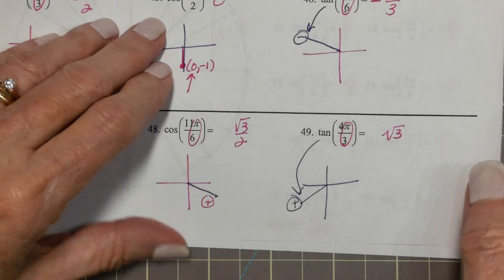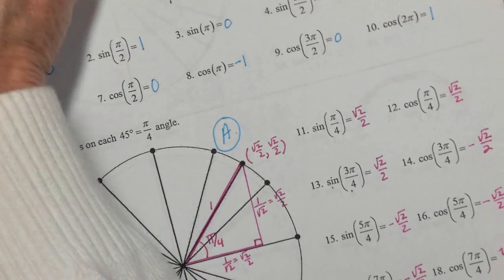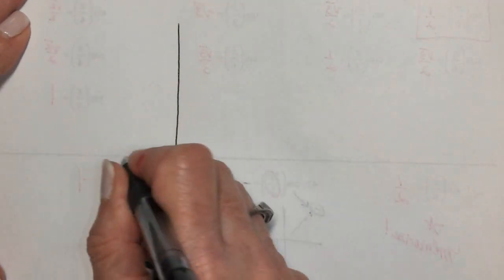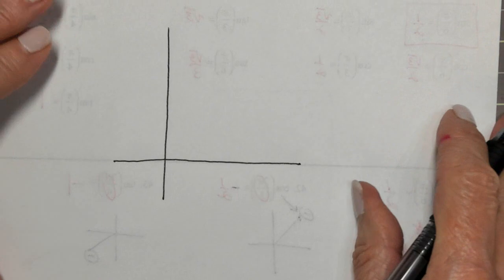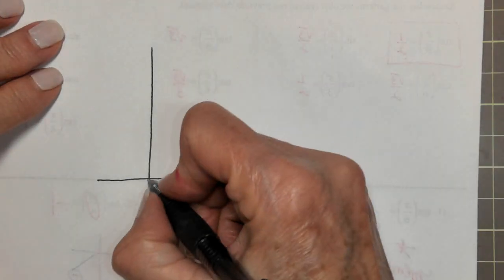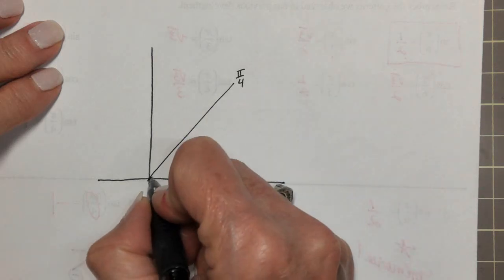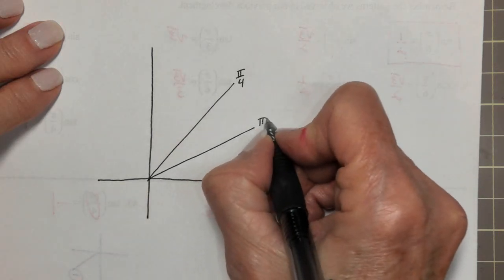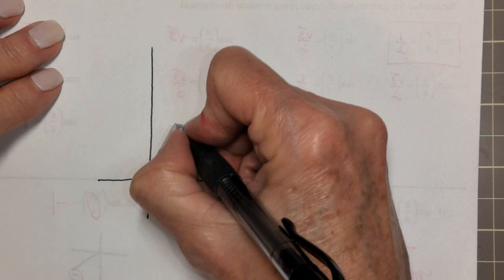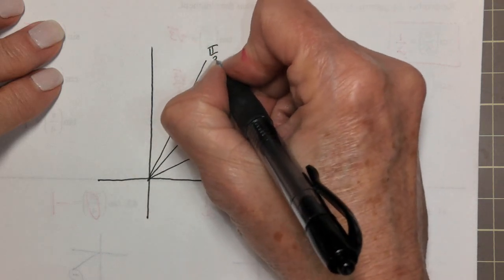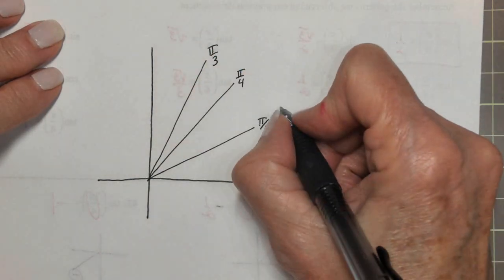Before I leave you, I want to show you one more way, if you're looking for a way to memorize these angles in the first quadrant. There's the 45-degree angle, pi over 4. Here's a little bit shorter, that's the pi over 6. And here's a little bit bigger, that's the pi over 3. Okay, these points.